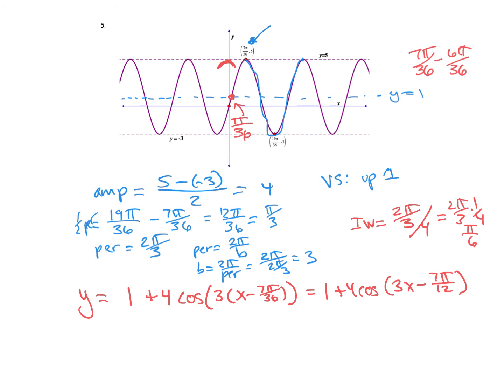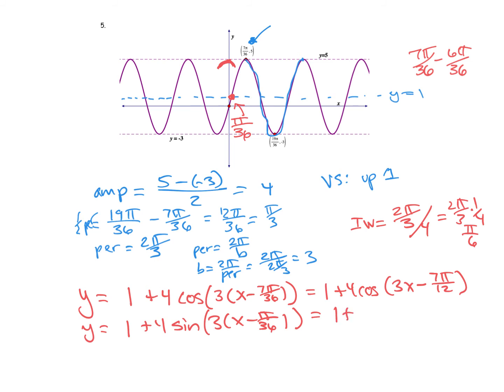Okay, so why would I do that? Well, because now I have the phase shift for a sine graph. So I could say y equals 1 plus 4. I'm doing plus again because if I'm starting on the midline and going up, there's a positive in front of the amplitude. 1 plus 4 sine, again 3, but this time the shift is to the right pi over 36.